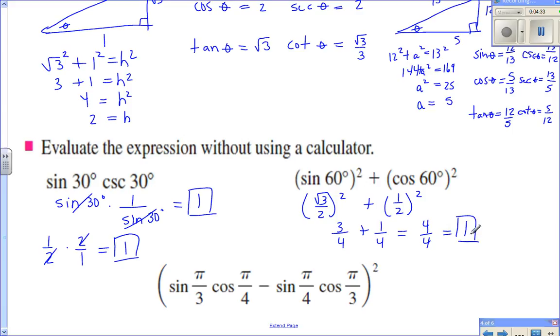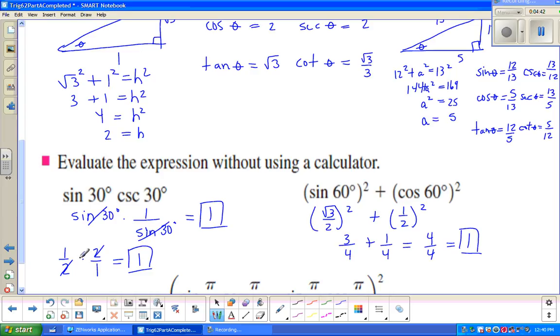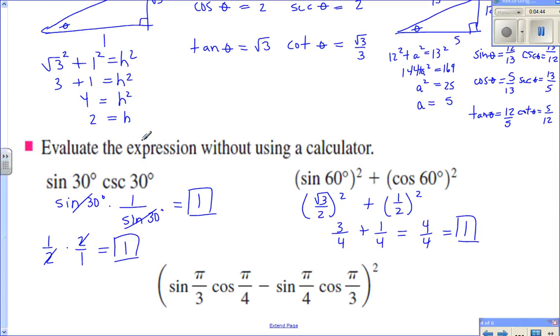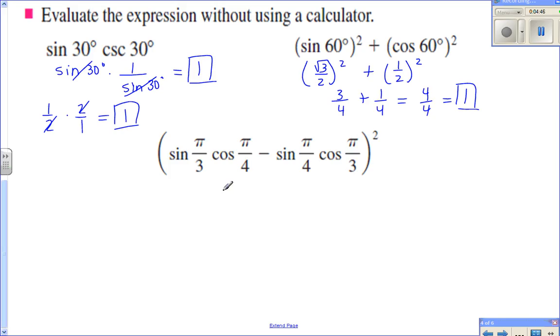Now the next ones are in radians. So you have to make sure that you can go again and realize what in radians these things are going to be. So you go ahead and you work on this one, and then I'll come back and I will show you the solutions to this.